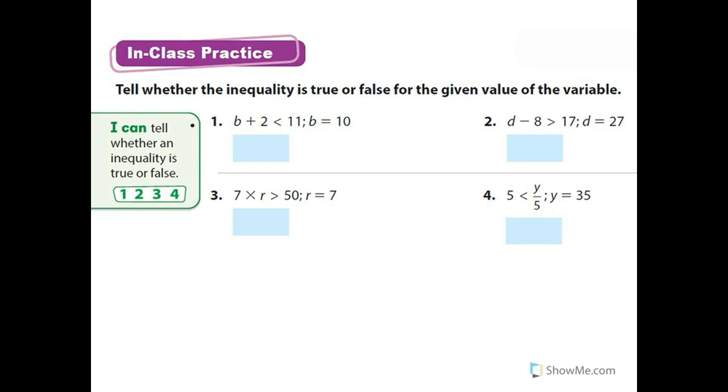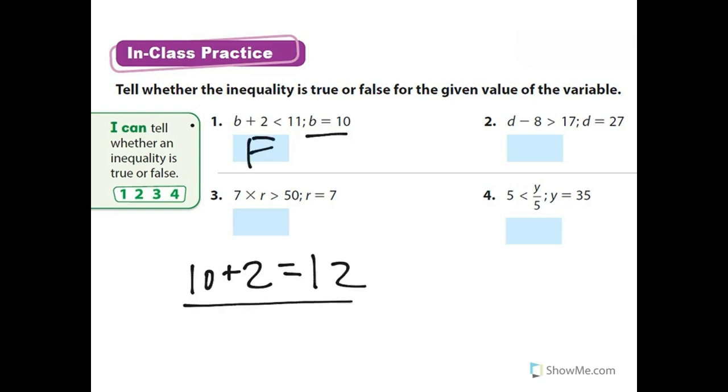Alright, so b plus 2 is less than 11, and b equals 10. Well, 10 plus 2 is 12. Is 12 less than 11? No, it's false. Now, I know this is simple, but I still want you to show your work.